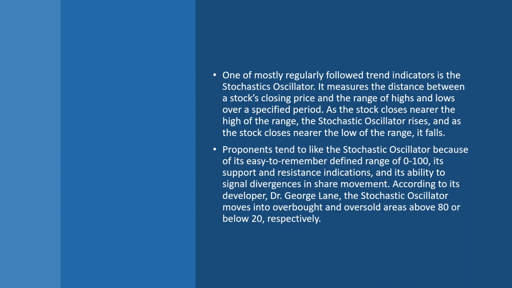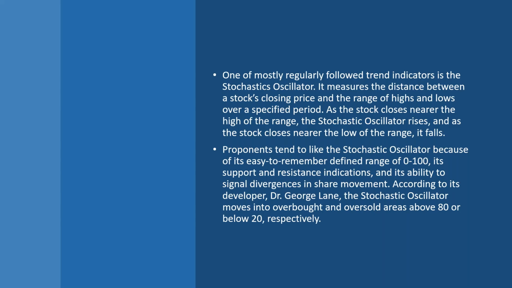It measures the distance between an asset's closing price and the range of highs and lows over a specific time period. As the asset closes nearer to the high of the range, the stochastics oscillator rises. And as the stock closes nearer the low of the range, it falls. So what stochastics looks at is how high or how low an asset has been trading over a period of time and where it's falling in this range.